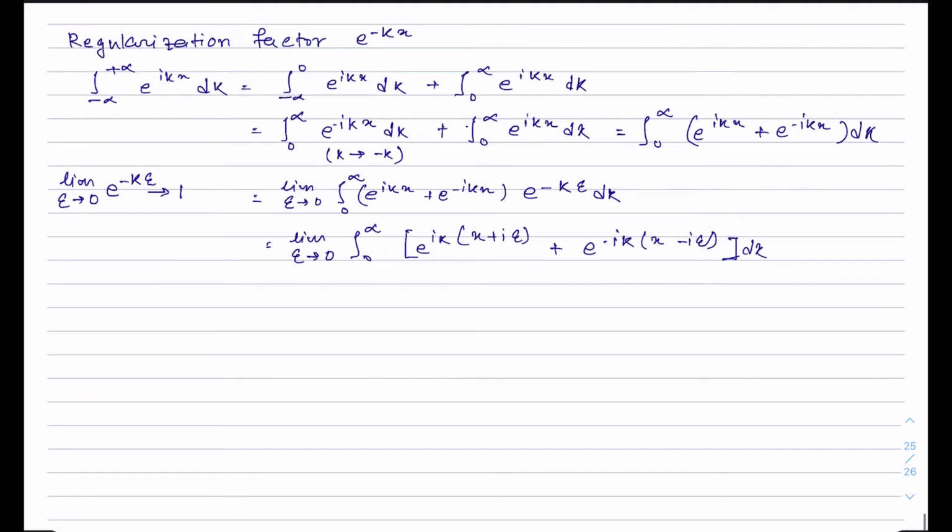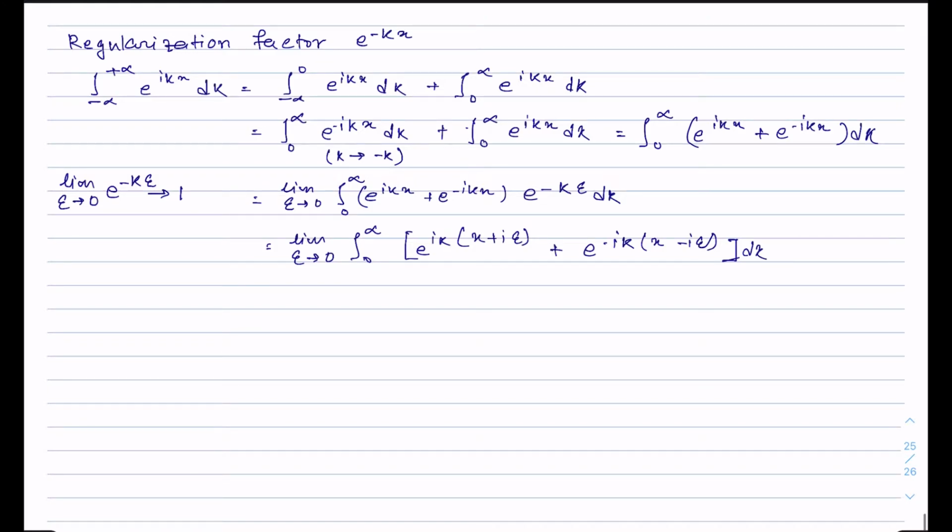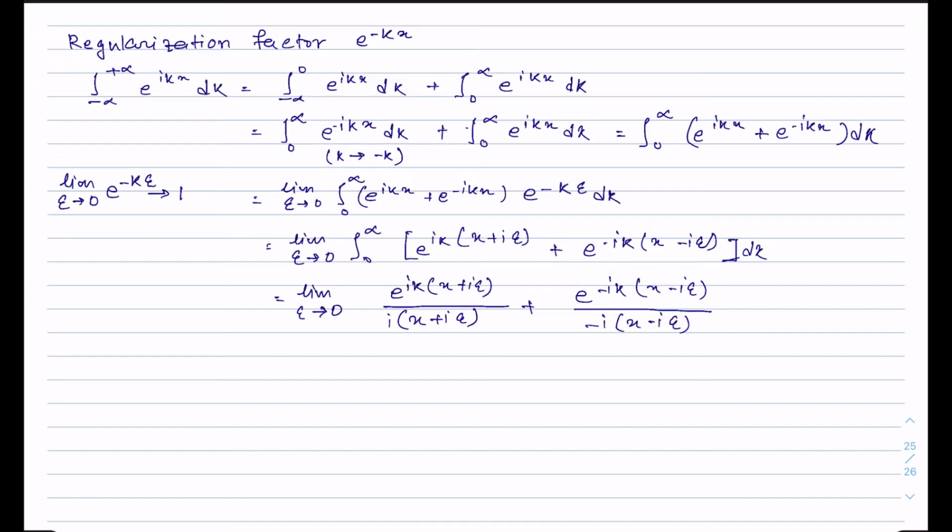So now if you integrate this integrand, then you will have limit epsilon tends to 0 of e to the power i k (x plus i epsilon) divided by i times (x plus i epsilon), plus e to the power minus i k (x minus i epsilon) divided by minus i times (x minus i epsilon). Okay, and the limit is from 0 to infinity.